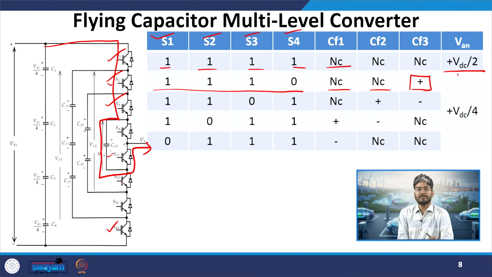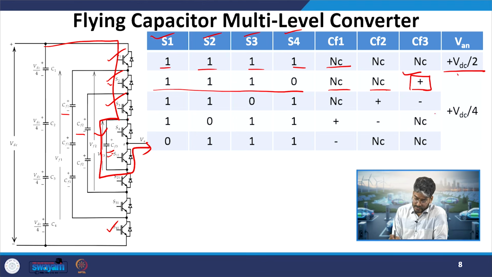Okay. So if I see what is happening to the current, it is entering the positive terminal of the capacitor CF3. So if my current is positive, my CF3 will get charged. And what is the status of the other two capacitors? They are not in the conduction path, so their voltage will not change.